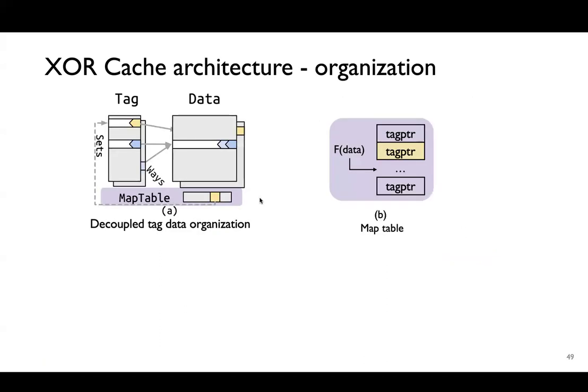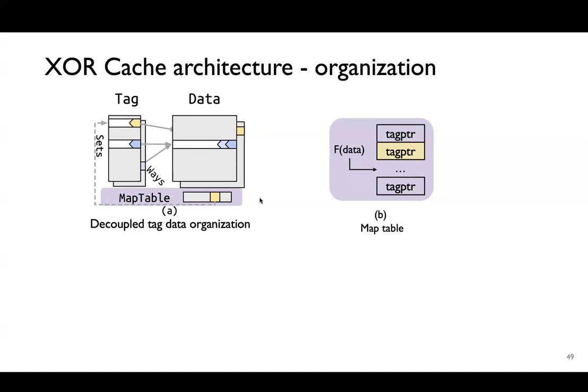All right, the XOR cache detailed organization is shown here. We adopt a decoupled tag data organization. Note that we also have a special structure called the map table, shown here on the right. At a very high level, the map table works as a hash table and is used to identify similar lines that should be XORed together.